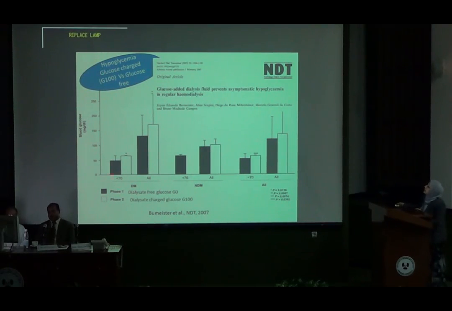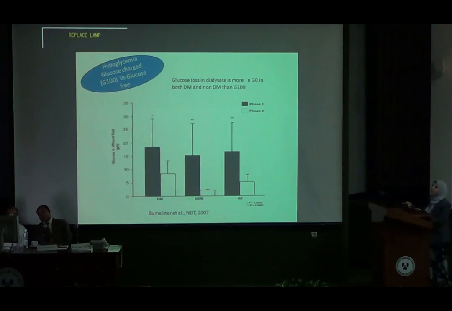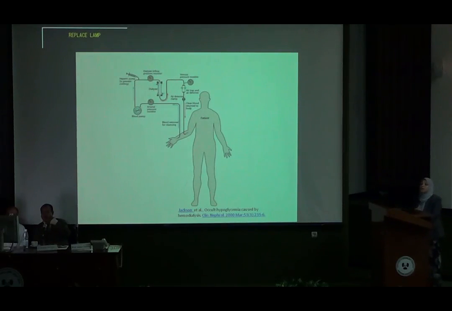This is glucose free dialysate, and this is the glucose charged dialysate. This is reaching less than 70, so the incidence of hypoglycemia is more in glucose free, in diabetic and in non diabetic, in both. Glucose loss is more in glucose free than glucose charged, either in diabetic or non diabetic also.